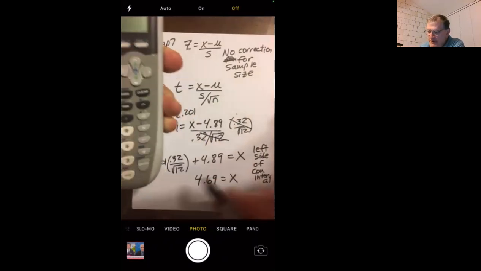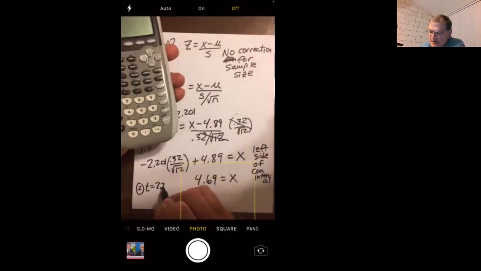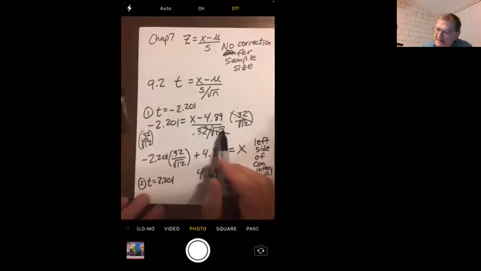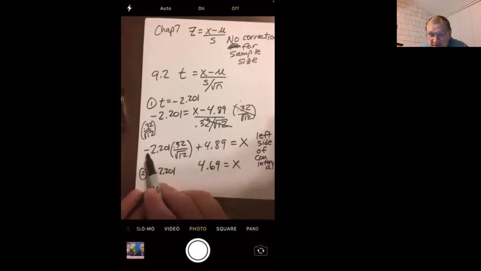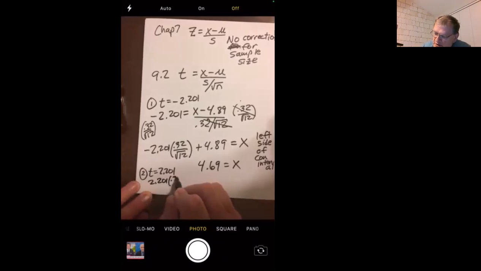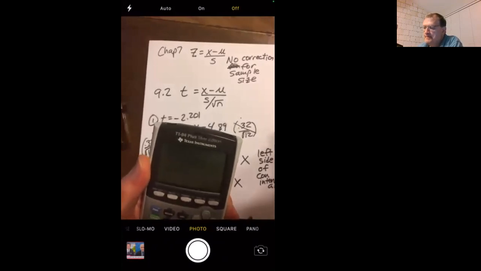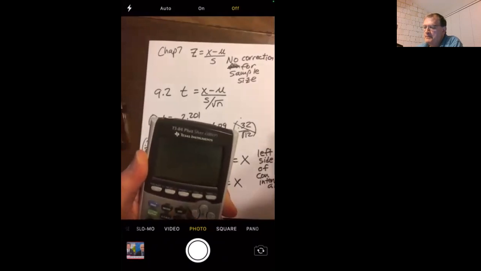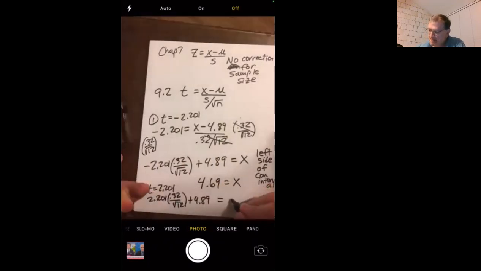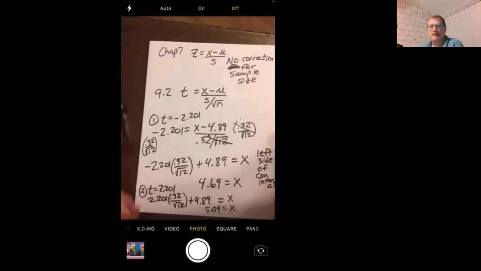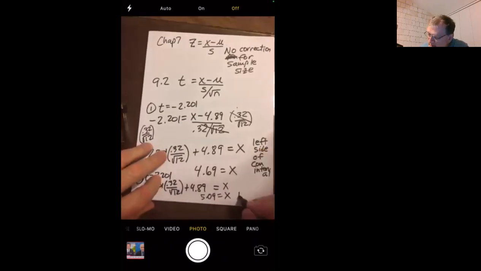Now, without a lot of writing, number 2, when you have positive 2.201, I'm going to do exactly the same thing. It's just going to change this to positive. So I'm going to have, I'll write it out, 2.201 times my 0.32 divided by the square root of 12 and add the 4.89. So all I got to do is really take out that negative. Yeah, 2.201 positive times the same thing and add the 4.89, 5.09. This will be the right side of the confidence interval.